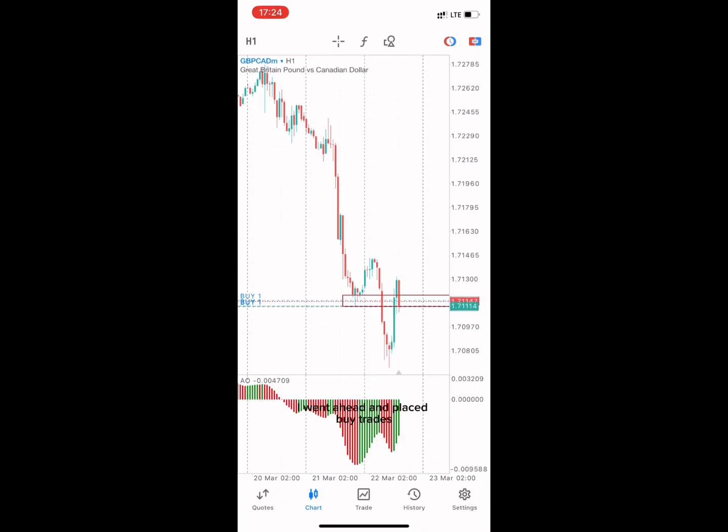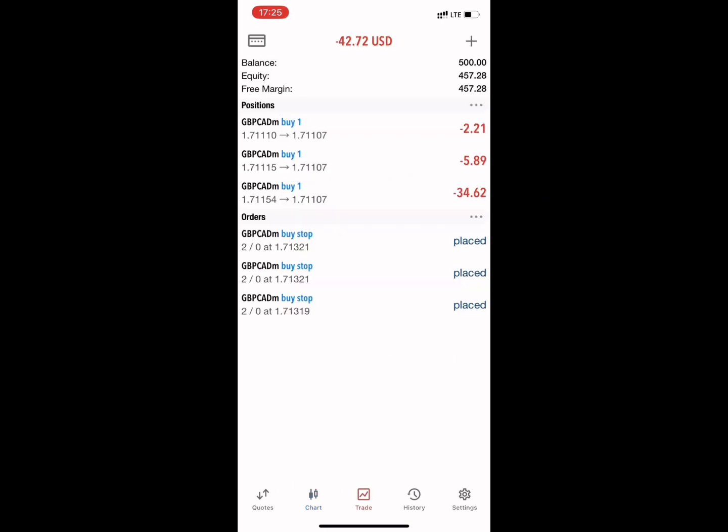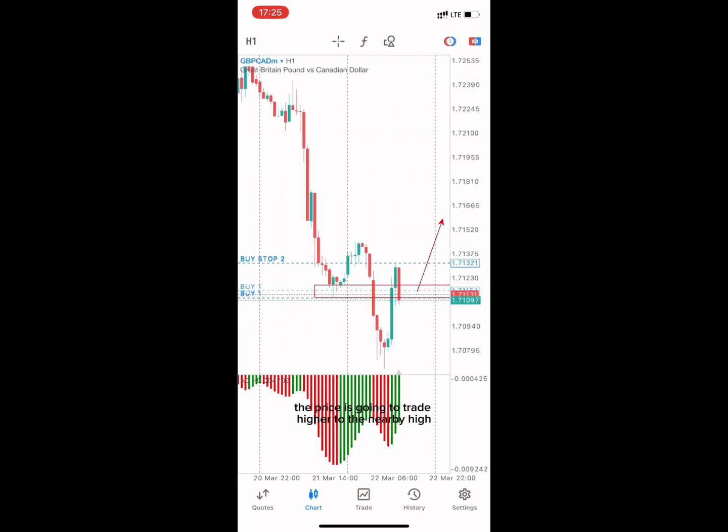I went ahead and placed buy trades and also placed some buy stop orders so that when the price starts going up to my target, it will take my orders and maximize profit on this trade. I've placed my buy orders and my expectation is that price is going to trade higher to the nearby high. Let's wait and see what happened.